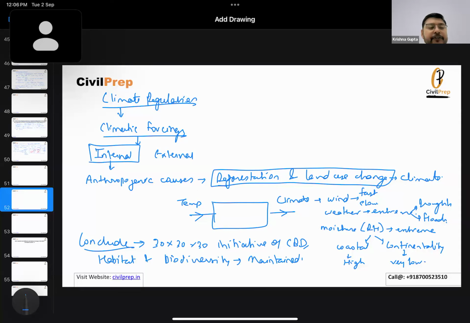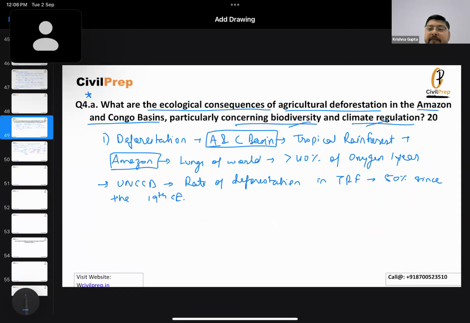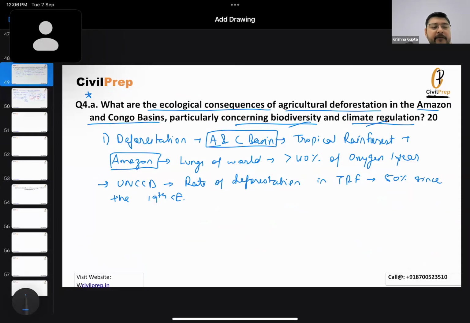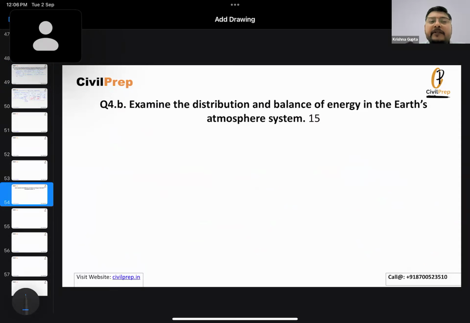Okay, so guys, this is a question for 20 marks, and it is from biodiversity and the part of environmental geography. This is quite mixed here. Okay, so moving to the next question: examine the distribution and balance of energy in the Earth's atmosphere system.